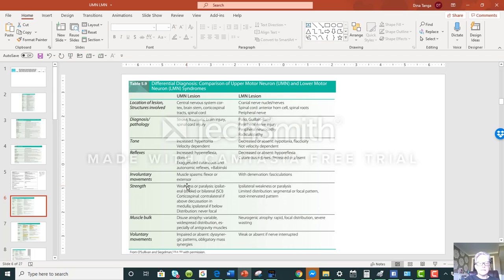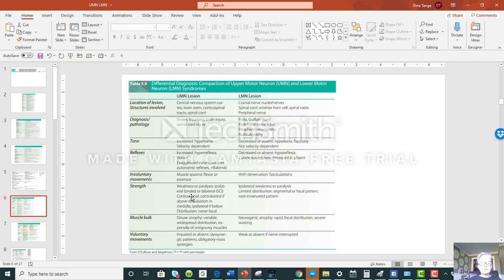Ipsilateral is going to be stroke or bilateral spinal cord injury. Corticospinal, contralateral if above where it crosses in the medulla. That's what this little word means, across. Ipsilateral if below the cross.